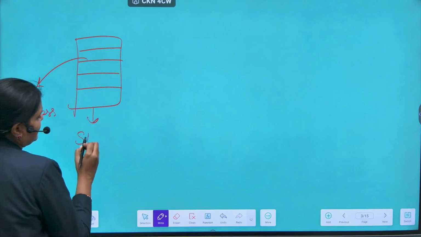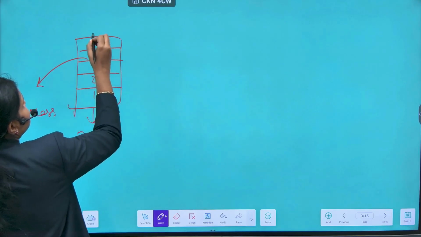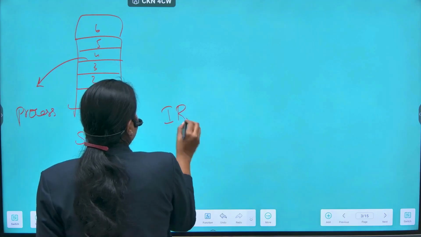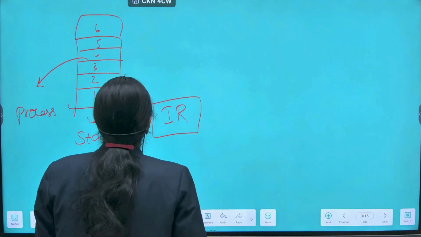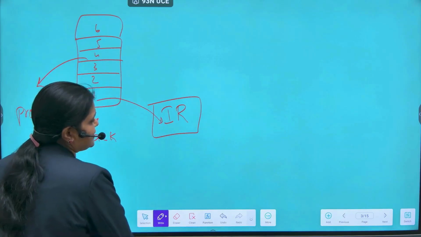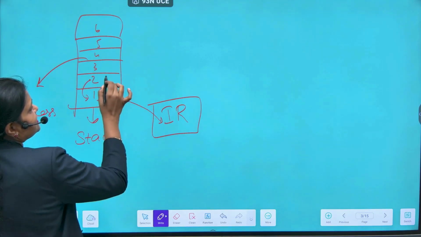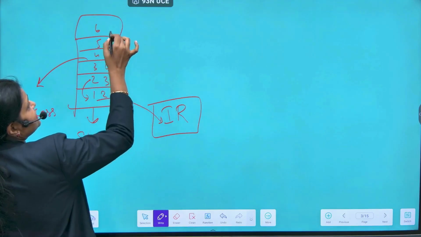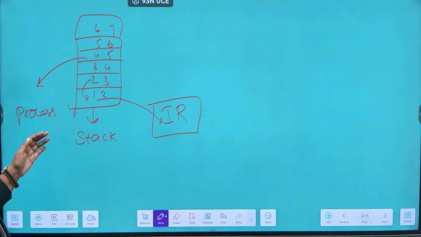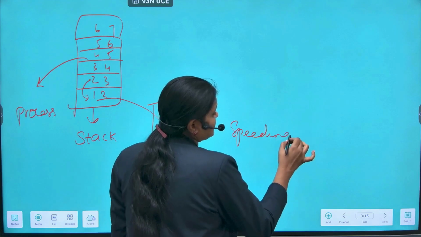So stack is nothing but 1, 2, 3, 4, 5, 6 instructions are stored. Suppose the processor is working with the first instruction, so it is loaded into the instruction register. Then the second instruction comes into the place of the first instruction. Third, fourth, fifth, sixth and seventh instructions are loaded into the stack. With the help of stack, we are speeding up the processor.